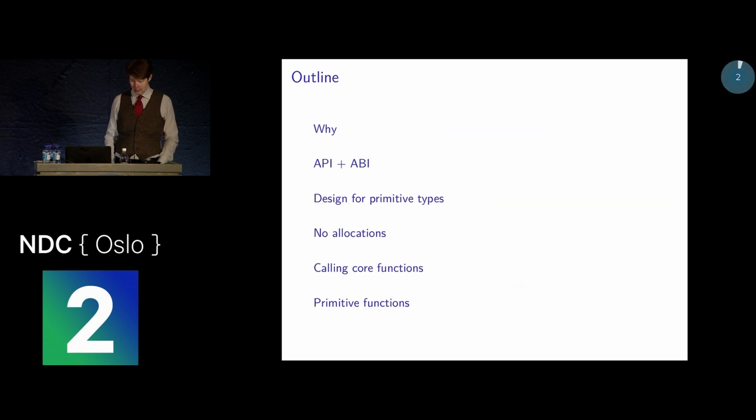So this is the outline. We're talking a little bit about the why. We're going to briefly cover APIs and ABIs, the design for primitive types, the no allocation policy, on call and core functions, and also how to design primitive functions.